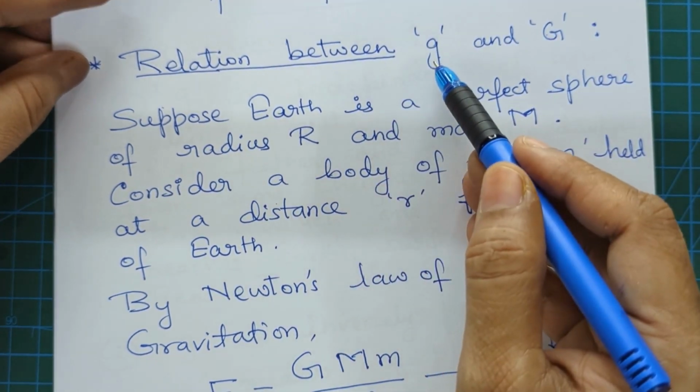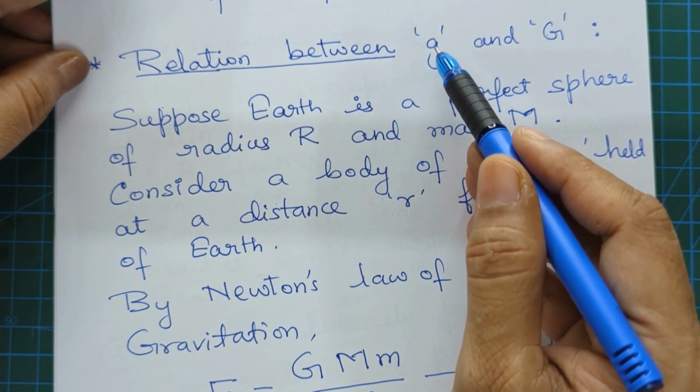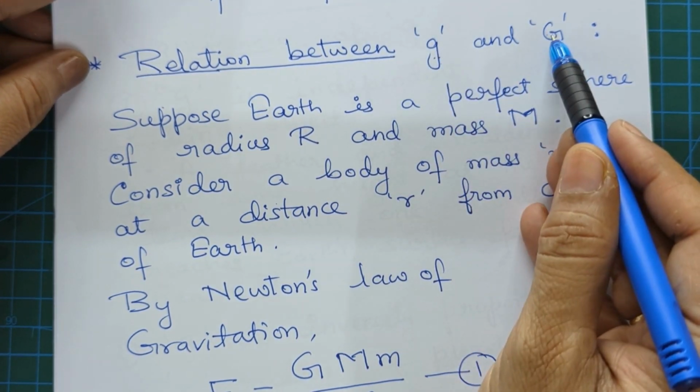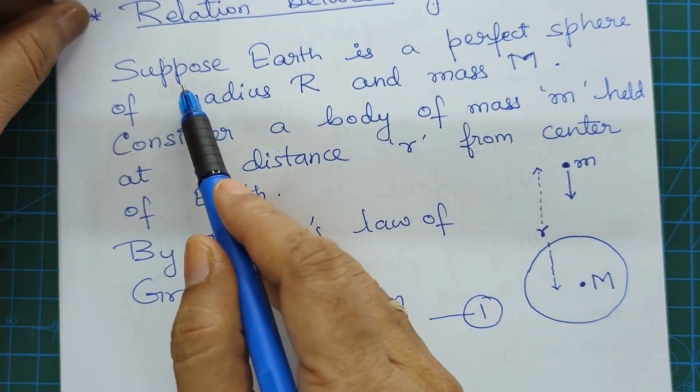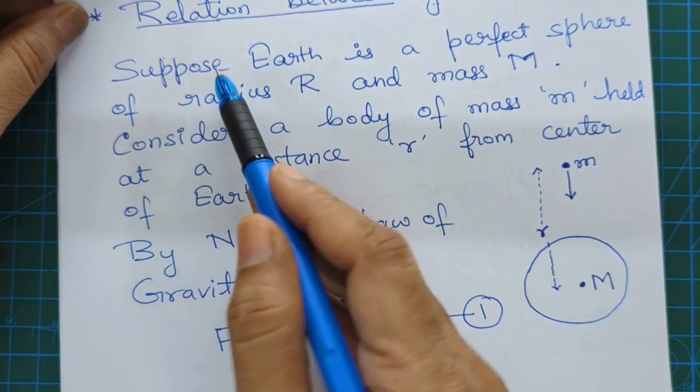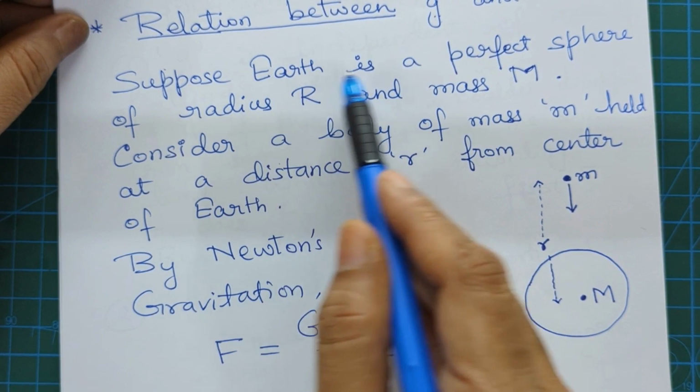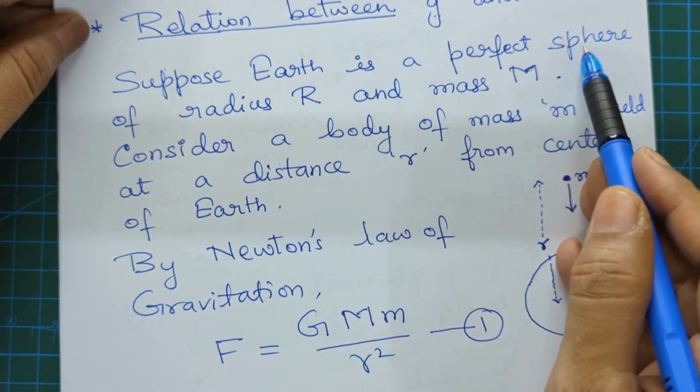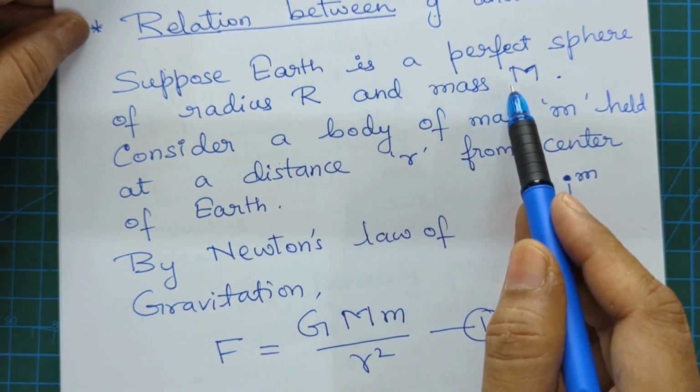Okay, so we are going to derive a common formula that connects acceleration due to gravity and gravitational constant for any planet. Let's take the example of Earth for the derivation. Suppose Earth is a perfect sphere of radius r and mass m.